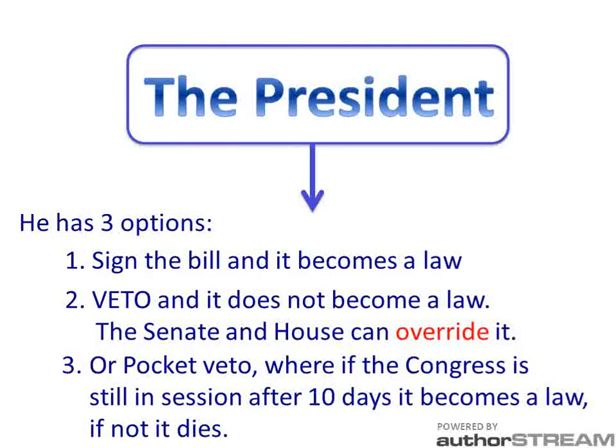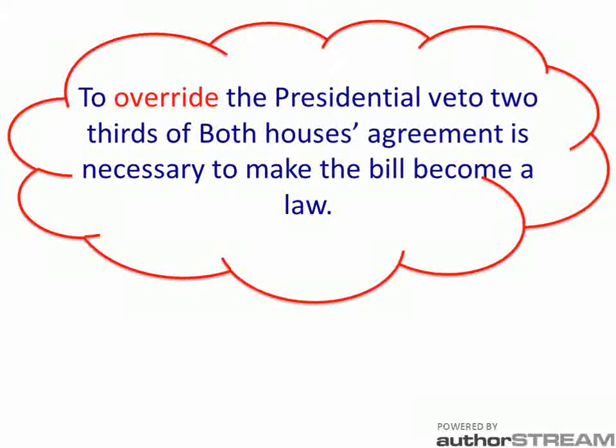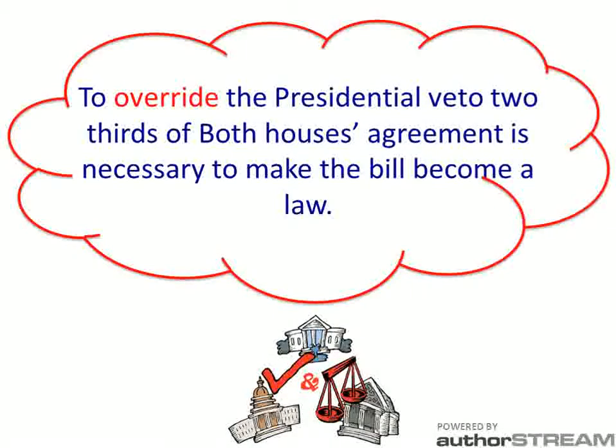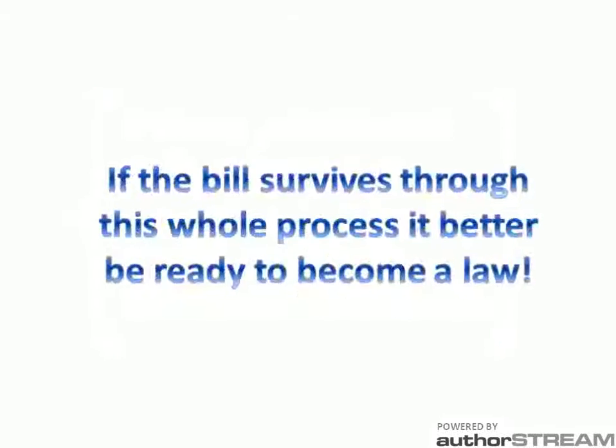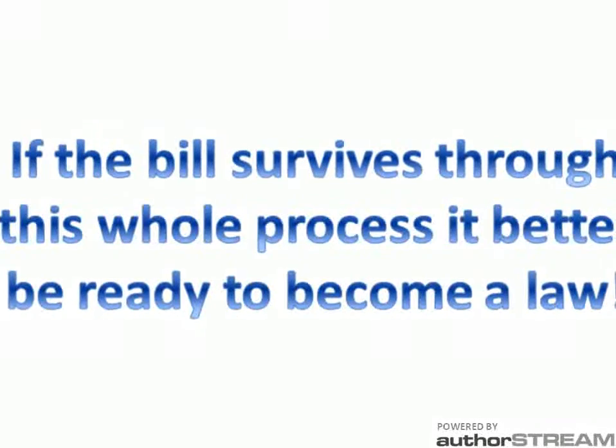The pocket veto is the most uncommon way for the President to veto a law. In order to override the presidential veto, 2/3 of both houses' agreement is necessary to make the bill become a law. That's where the checks and balances of the Constitution come in. If at any point the bill suffers changes or amendments, it has to pass through both houses again each time before it can continue on the normal process. If the bill survives through this whole process, it better be ready to become a law.